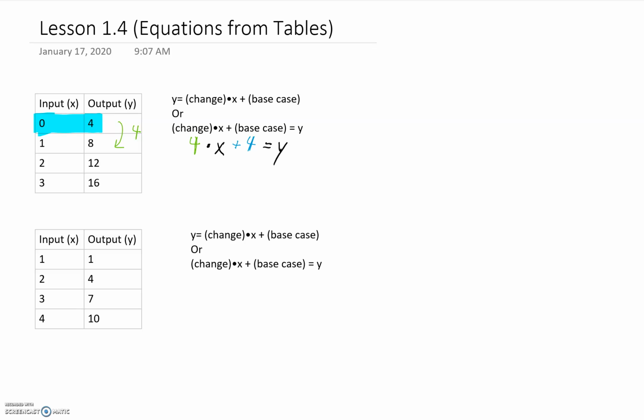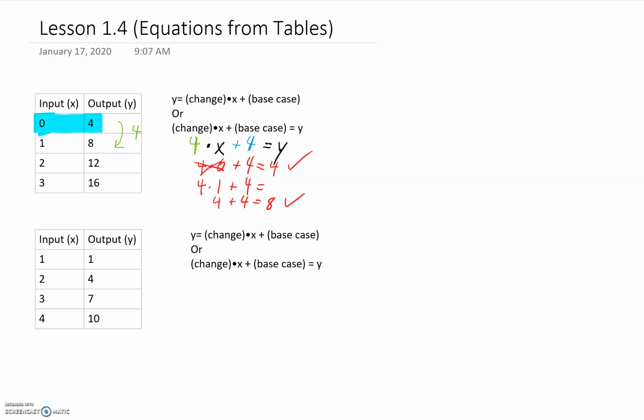Okay, so if we double check it, I'll use just a different color. The input was 0 on the first one. So let's try that. 4 times 0 plus 4. Well, 4 times 0 is 0, plus 4 means it equals 4, and indeed that's what our output says. Let's try one more. 4 times 1 plus 4. 4 times 1 is 4, plus 4 equals 8. And indeed, that's what our output says. So we know we're right.